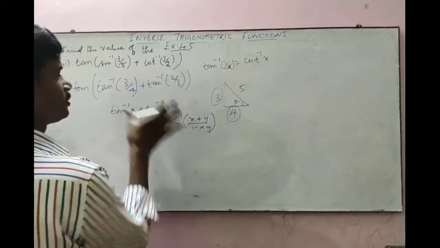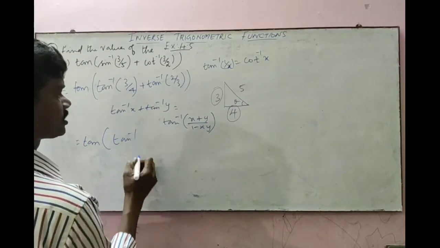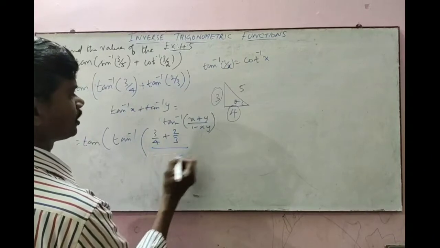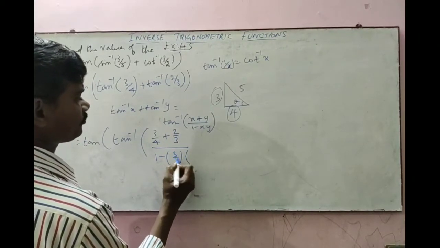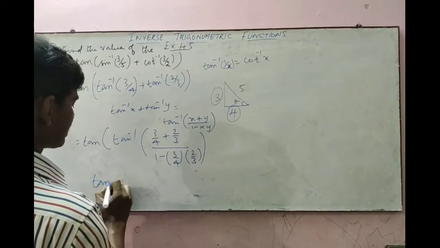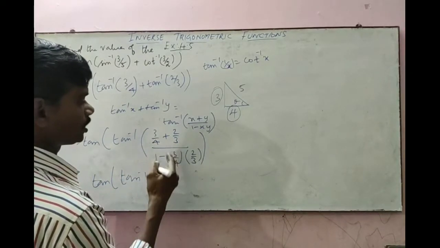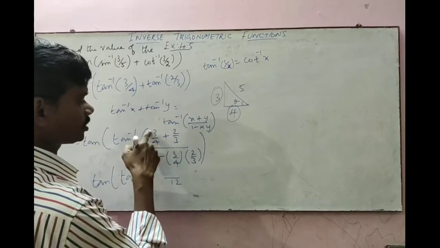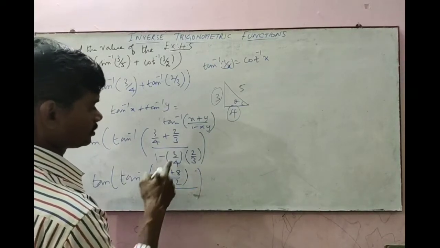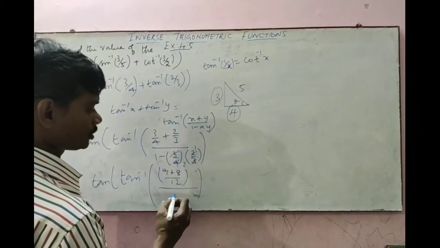Using this property and the formula here, you can get tan into tan inverse of x plus y, that is 3 by 4 plus 2 by 3 by 1 minus 3 by 4 into 2 by 3. On simplification, you will get tan into tan inverse of, what is the LCM here? 12. If you cross multiply this, you will get 9 plus 8 whole divided by, 3 gets cancelled here, 1 and 2. So 1 minus 1 by 2 gives again 1 by 2.